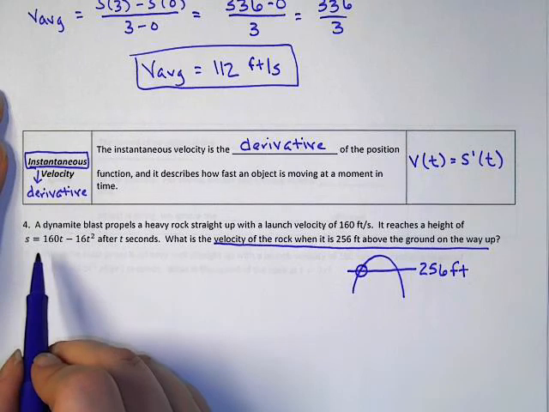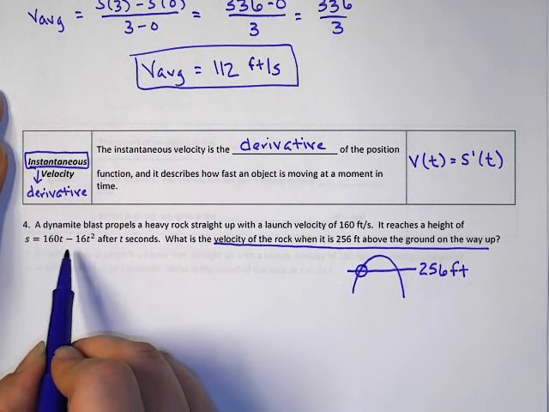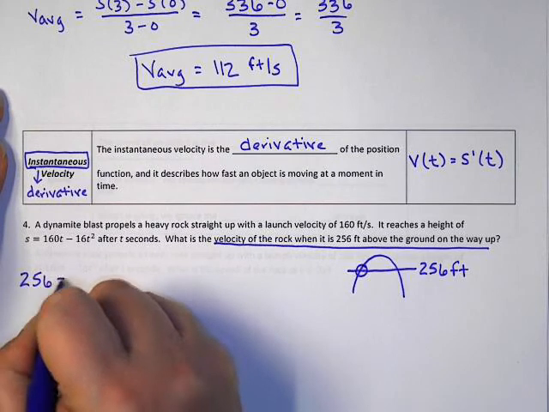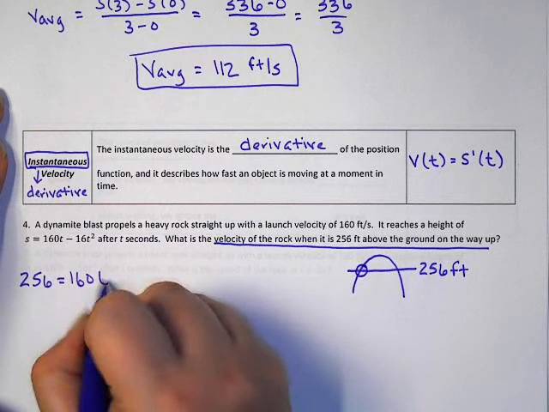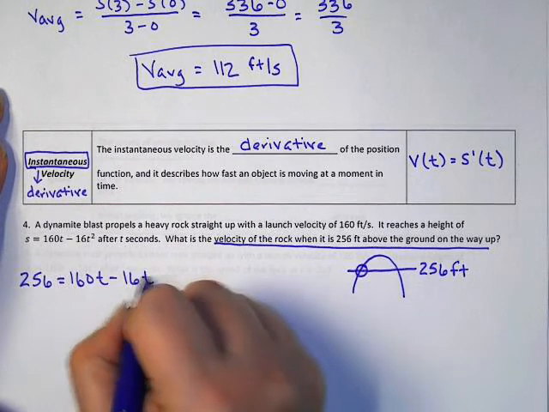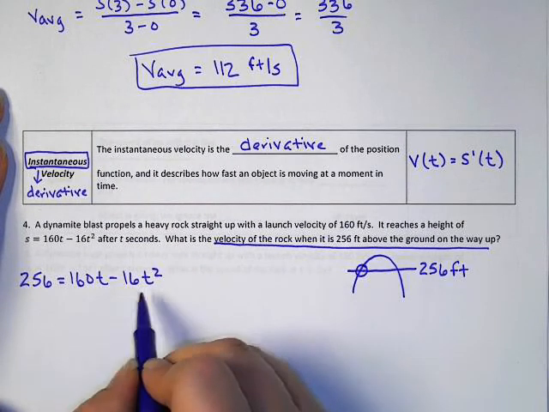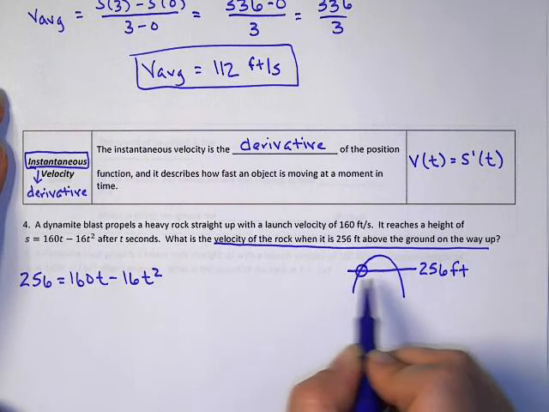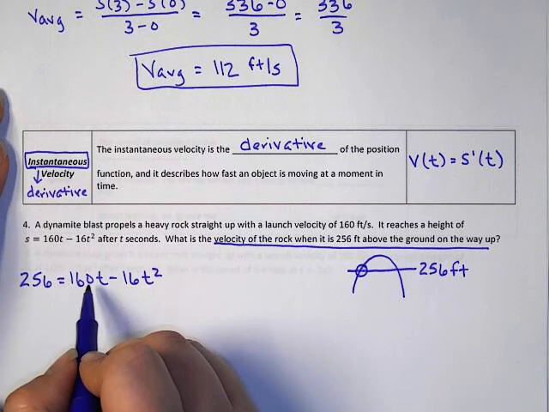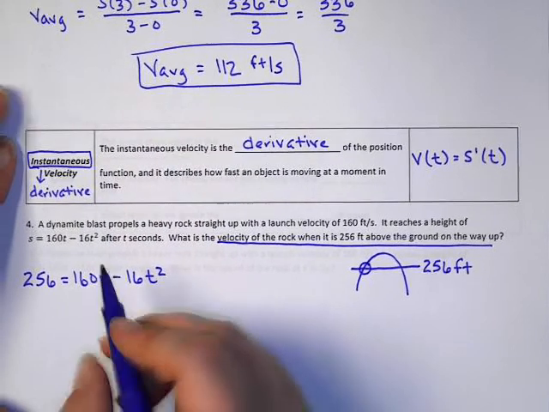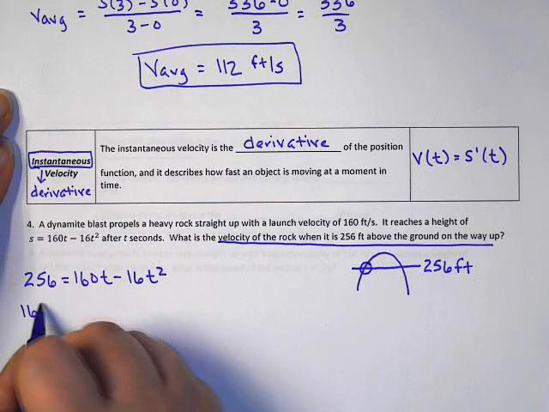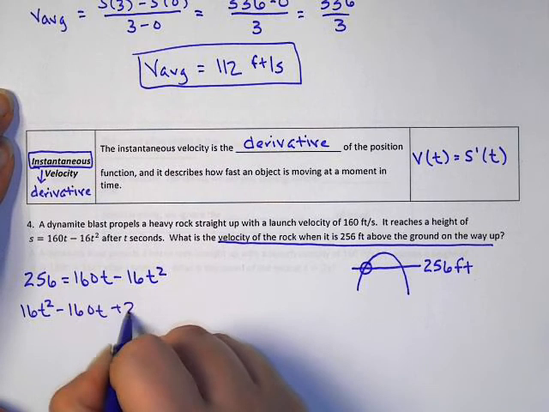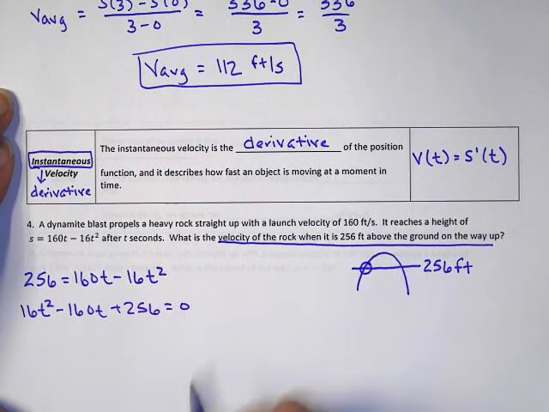So in order to do that, we need to know when the position is equal to 256 feet. So we're going to start with that. 256 is equal to 160t minus 16t squared. And we're going to find the point in time, or both points in time, where the position is 256 feet. So I'm actually going to move both of these over to the other side so that I can have a positive 16t squared, and then a negative 160t plus 256, and it's going to equal 0.